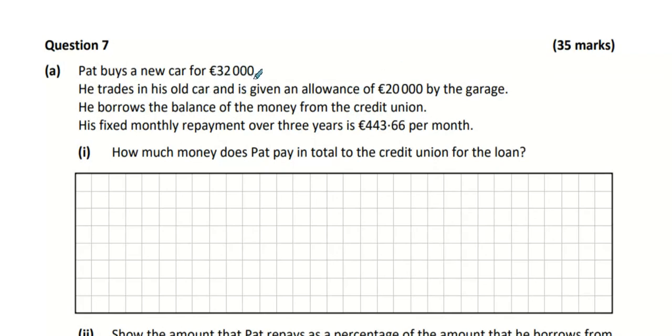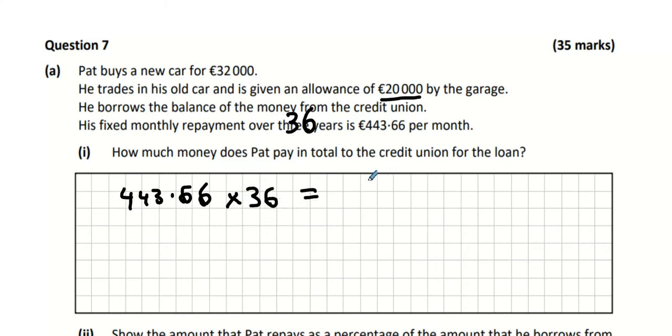Patrick buys a new car for 32,000. He trades in his old car and is given an allowance of 20 grand by the garage. He borrows the balance of money from the credit union. His monthly repayments over 3 years. So 3 years of months is 3 by 12 is 36 months. How much does Pat pay in total to the credit union for the loan? Well, he's going to pay €443.66. And he's going to do that 36 times.